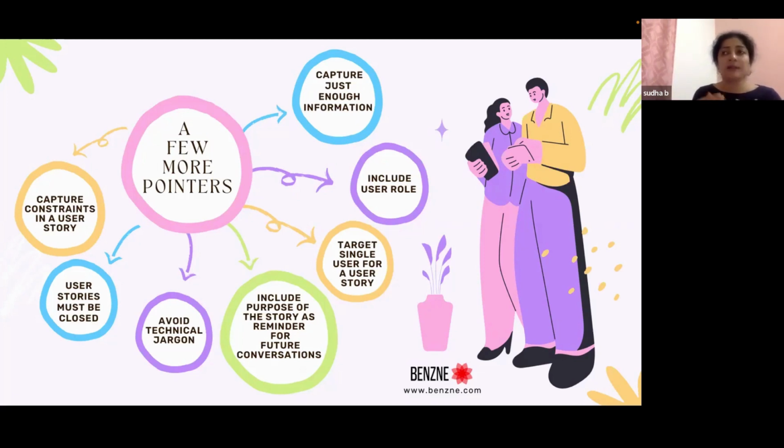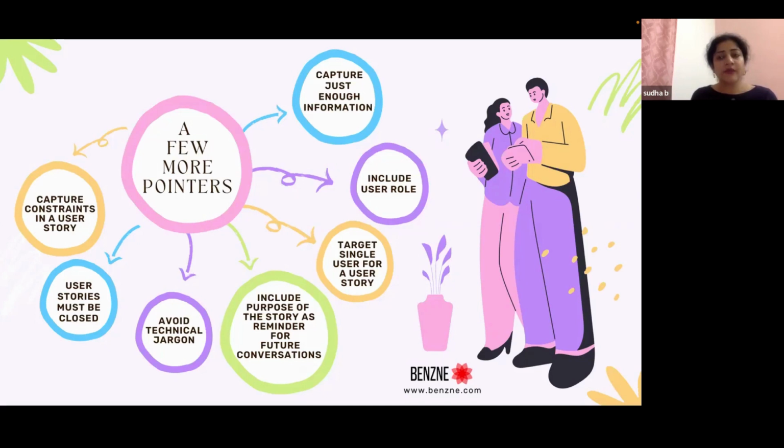But if you have multiple users for Amazon, like students or housewives or probably B2B clients, for every user, try to have a user story. If there are multiple users who are going to use the same functionality, it will become really complicated, or it becomes very difficult to read through a requirement. So target to have a single user for a user story.